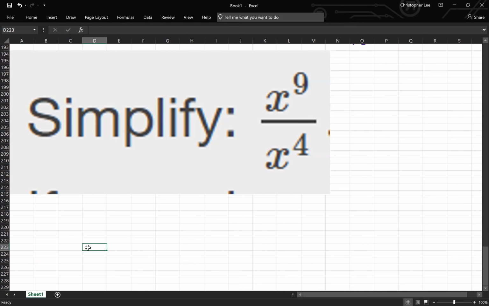X to the 5. Very good. How'd you get that? You subtract the powers, right? So this becomes x to the 9 minus 4 power. Very good.